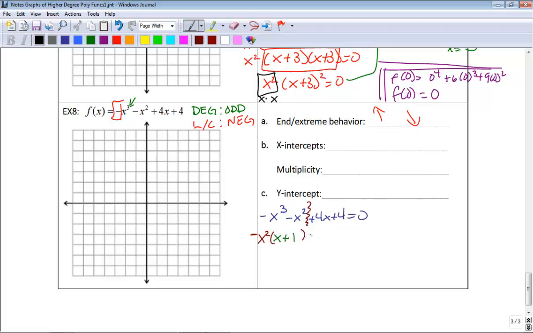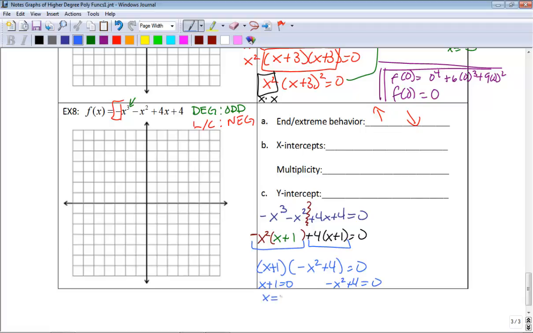From the next 2 terms, if I pull out a positive 4, what's left? I'd be left with x plus 1. Well, I generated the same binomial when I did my grouping. So then I have x plus 1 times negative x squared plus 4 equals 0. Solve both of these. X plus 1 equals 0. Negative x squared plus 4 equals 0.